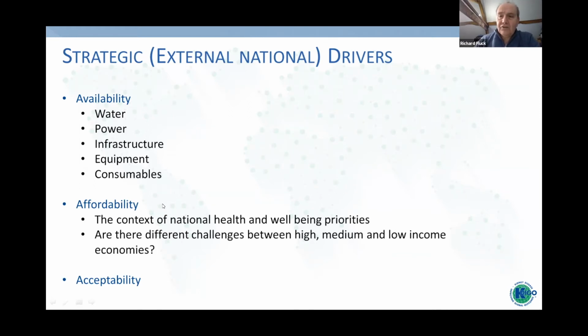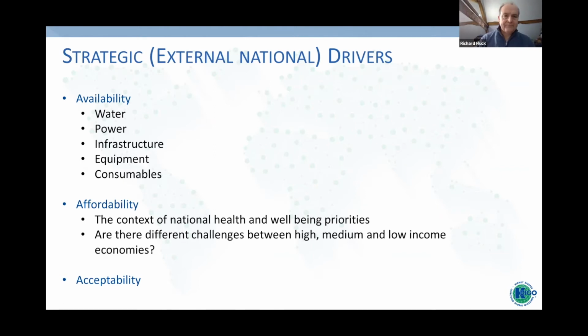So where does what we're doing fit into the context of national health and well-being priorities? Implicit within those is the fact that there must be different challenges in high, medium and low income economies when we put these agendas against wider agendas. And then I'd finish off by saying there's also an issue around acceptability. And by that, I mean cultural acceptability in terms of what we deliver and how we do that. Those are things that probably we don't study well, but we need to think about carefully when we are configuring our systems.